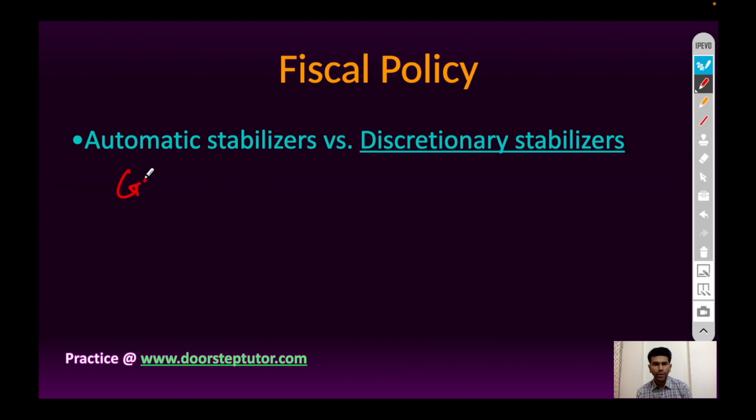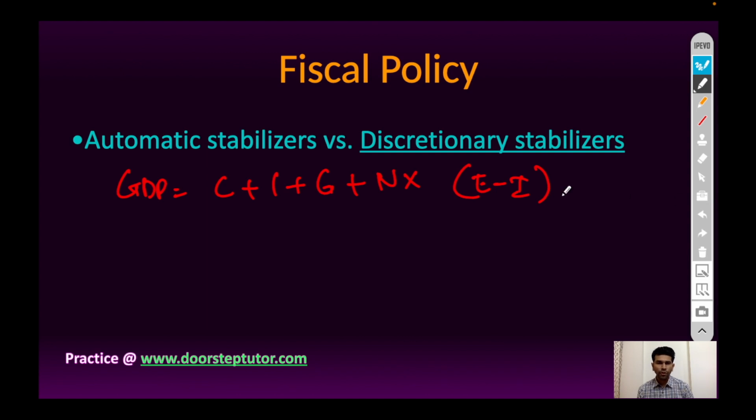The GDP formula is consumption plus investment plus government spendings plus net exports. Net exports means exports minus imports. In this formula, only government spendings can be directly influenced by the government.